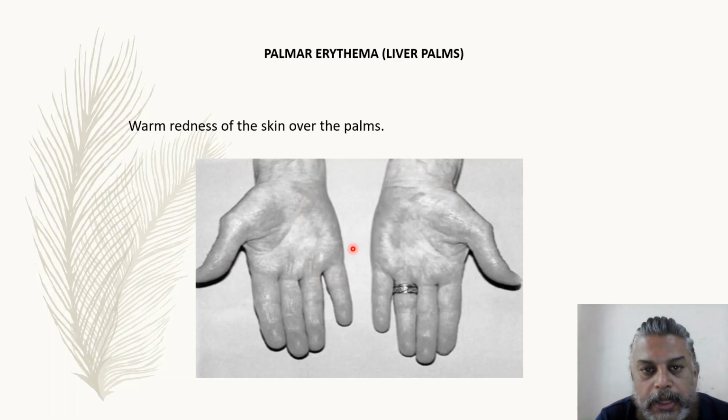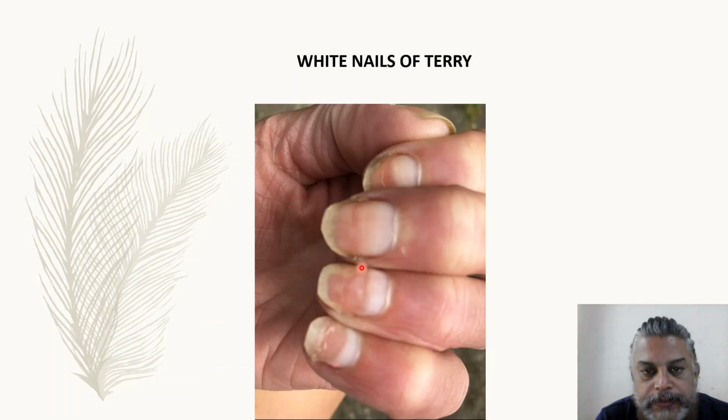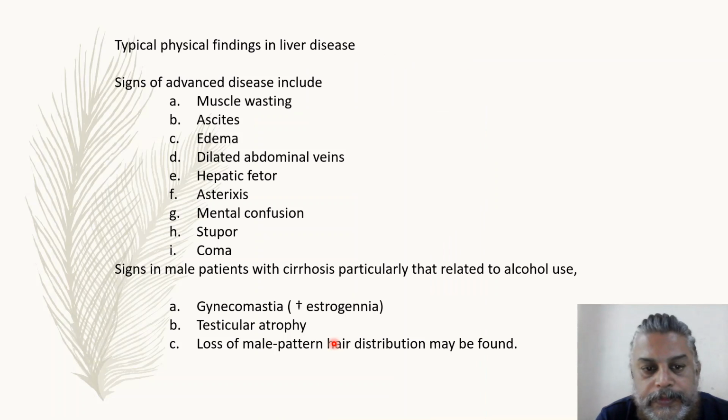These are the liver palms or palmar erythema in case of chronic liver disease. These are the white nails of chronic liver disease. So, the signs of advanced liver disease would include muscle wasting, ascites, edema, dilated abdominal veins.